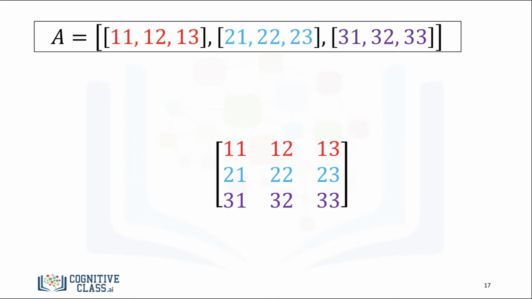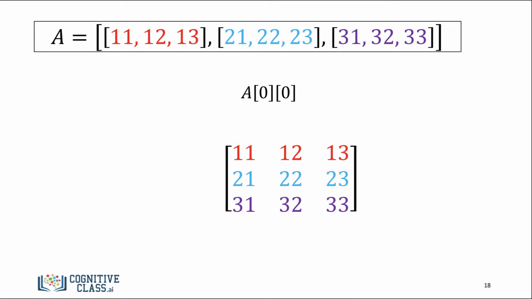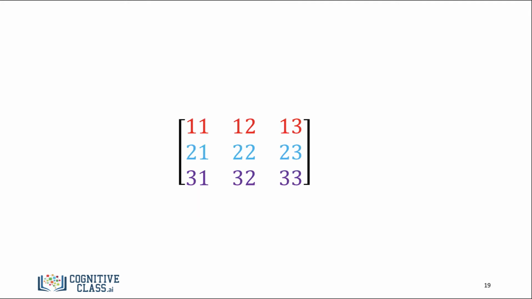Let's see some examples. Consider the following syntax. This index corresponds to the second row, and this index corresponds to the third column. The value obtained is 23. Consider this example. The first index corresponds to the first row. The second index corresponds to the first column. The value is 11. We can also use slicing in PyTorch.